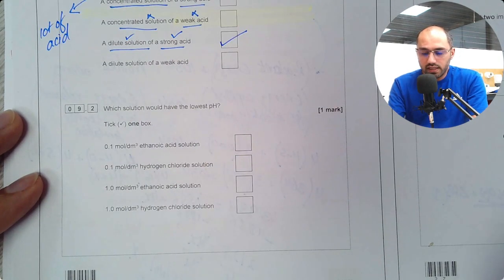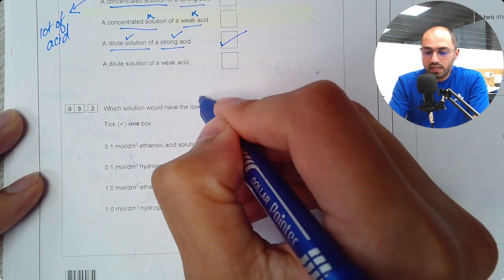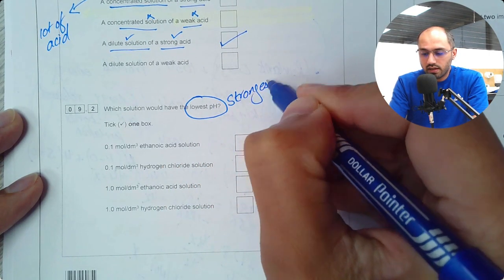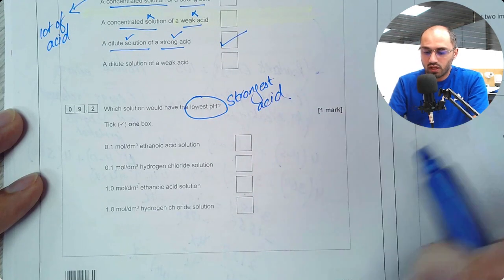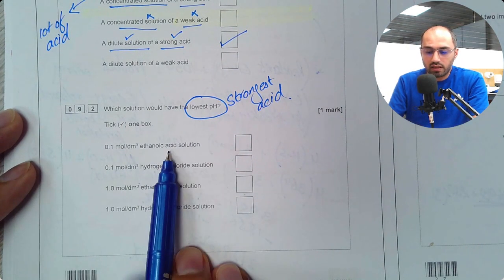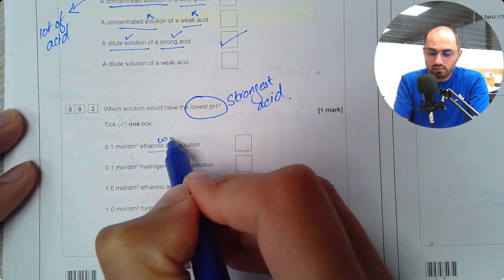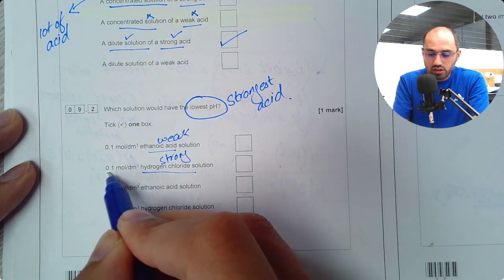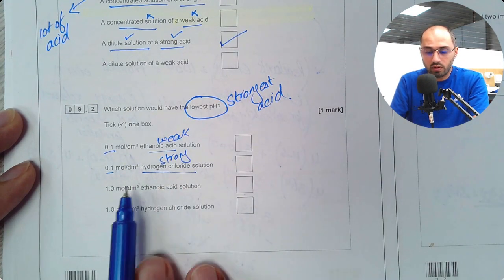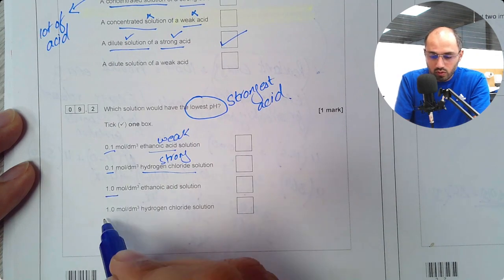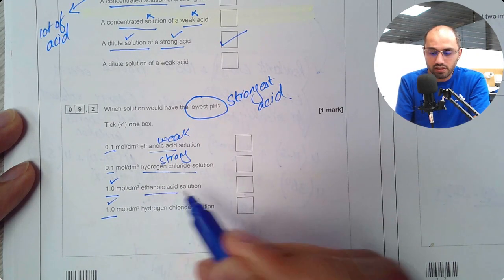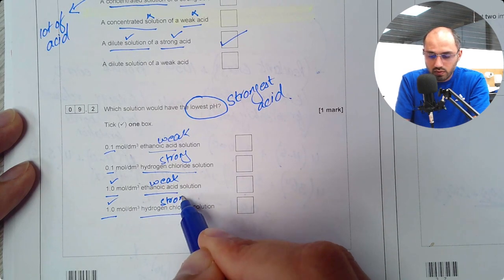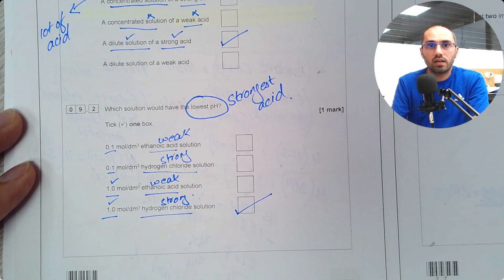The next part says which solution would have the lowest pH. Lowest pH means it is the strongest acid. So we've got 0.1 mole dm cube ethanoic acid. This is weak. Here we've got strong acid, but now the concentration is low for both of them. If you look at the next two options, they are both high, but here it is ethanoic acid, which is weak. Here it is hydrogen chloride, which is strong. So the answer will be this.